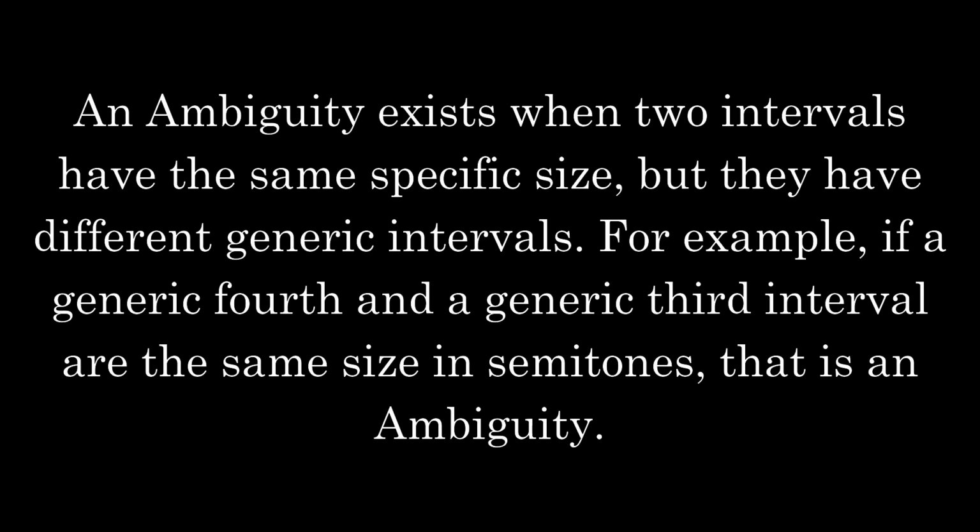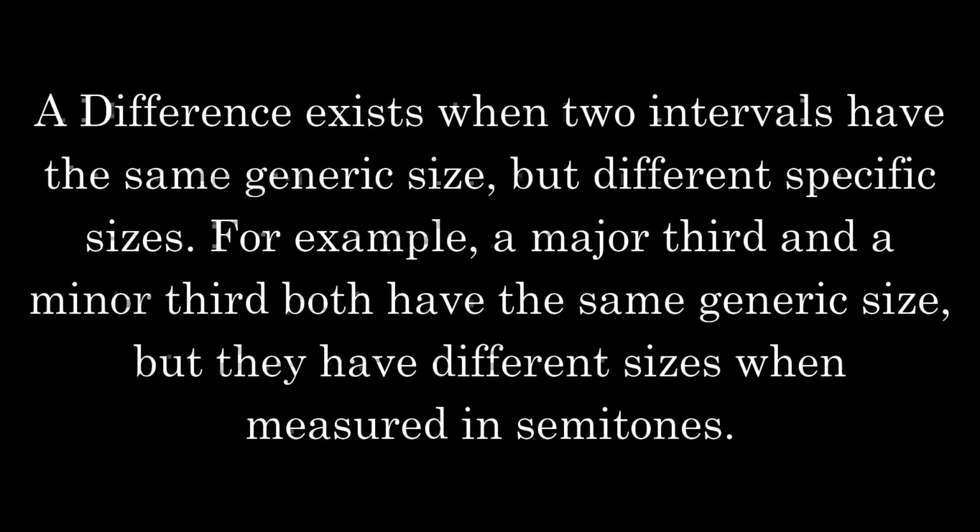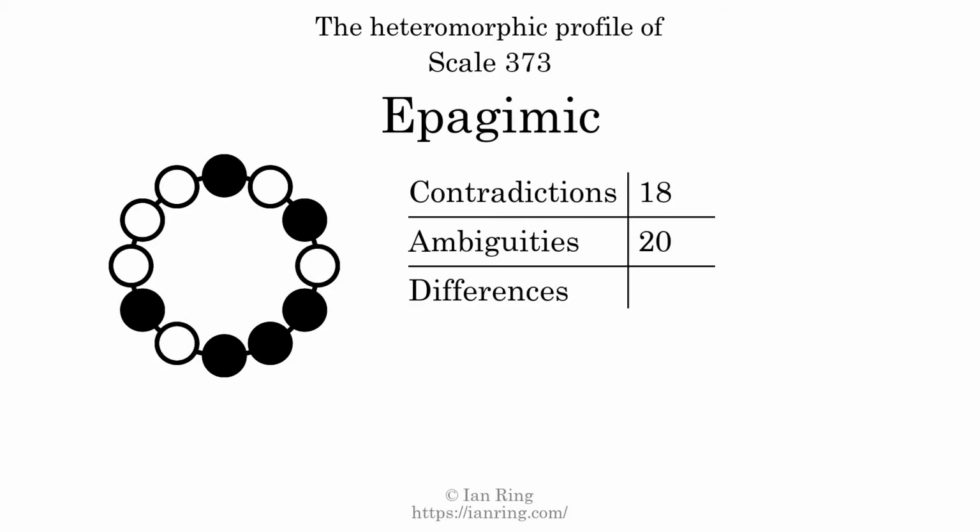An ambiguity exists when 2 intervals have the same specific size, but they have different generic intervals. For example, if a generic fourth and a generic third interval are the same size in semitones, that is an ambiguity. The number of ambiguities in this scale is 20. A difference exists when 2 intervals have the same generic size, but different specific sizes. For example, a major third and a minor third both have the same generic size, but they have different sizes when measured in semitones. The number of differences in this scale is 61.